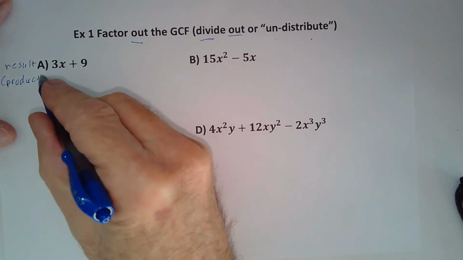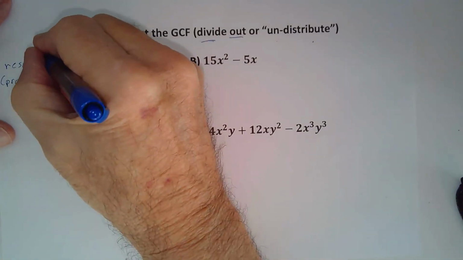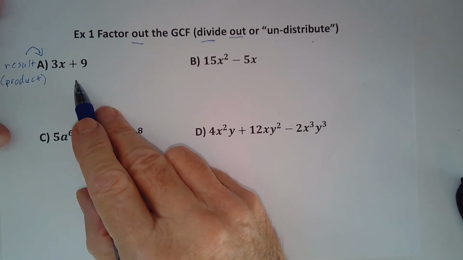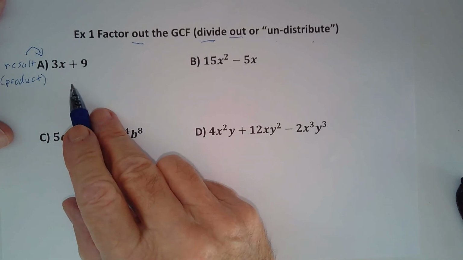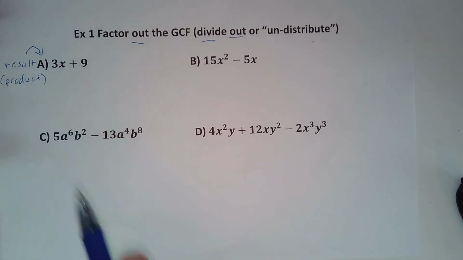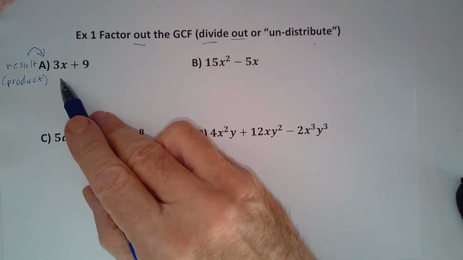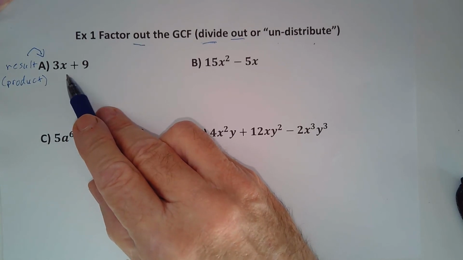Okay? It's the result or the product. That's what this is. All right, so I have 3x plus 9. Well, if I want to factor it out, I've got to divide out the common number that I would find in each term. So I'm going to say, okay, can I divide anything out of 3? Well, no, it's a prime number. And then the x here is all by itself, so it's got to stay.